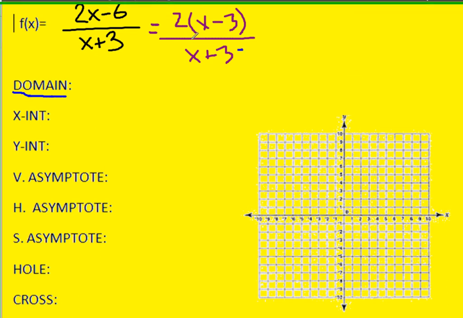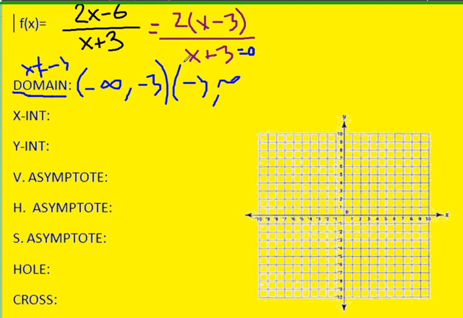So I'm going to set the denominator equal to 0, and I will get an answer of x equals negative 3. That's when you have domain issues, is when you have x equaling negative 3. That's what you can't have. So I want everything except that. So from negative infinity up until negative 3, and then from negative 3 up until infinity. So everything except for negative 3.